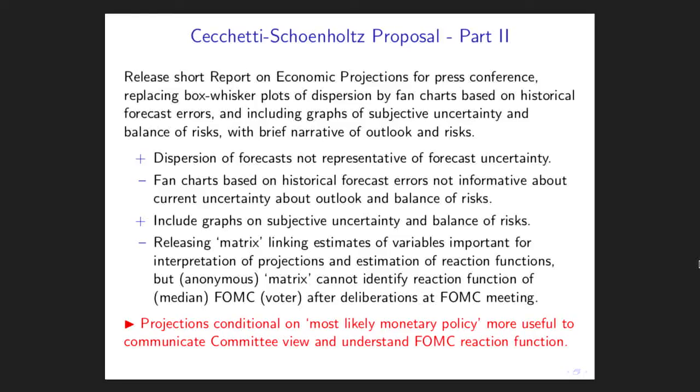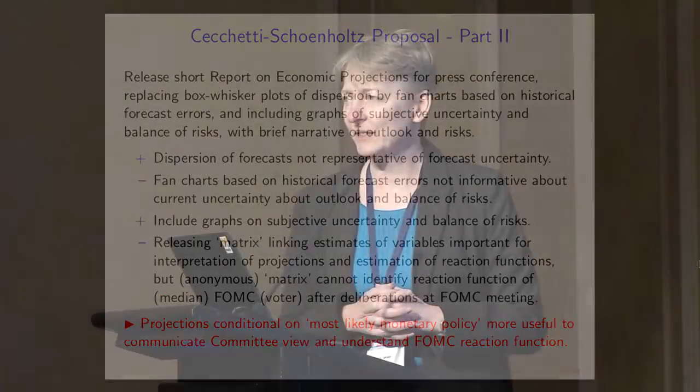And when you look at the box-whisker chart and you look at the fan based on forecast uncertainty, you see how different they are. Forecast uncertainty tends to increase over the horizon, and the dispersion actually tends to decrease as the horizon increases. But the problem with the proposed fan charts is that they are based on historical forecast errors, which are not informative about the current uncertainty faced about the outlook and the balance of risks. But they do suggest to include graphs on subjective uncertainty and the balance of risks. But the problem is, if they're not consistent with the fan chart, it can be very confusing.